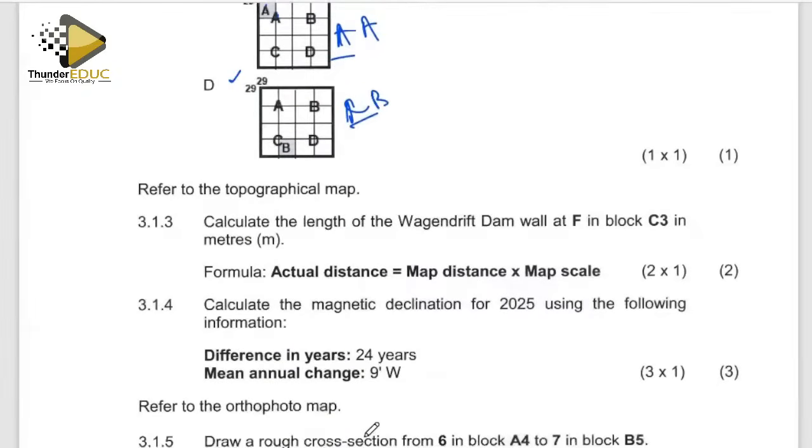Moving on to the next question, it says calculate the length of the Wagon Rift Dam at F. You do the same: you measure the distance, and you multiply. If you want the distance in meters on a topographical map, you multiply your map distance in centimeters by 500 meters. If you are using an orthophoto, you measure the distance and multiply by 100 meters. You get your answer directly in meters.